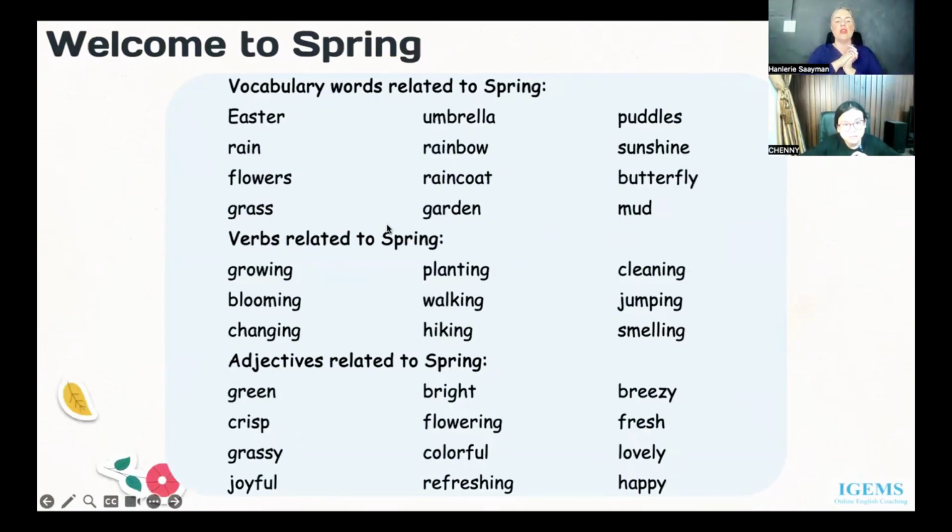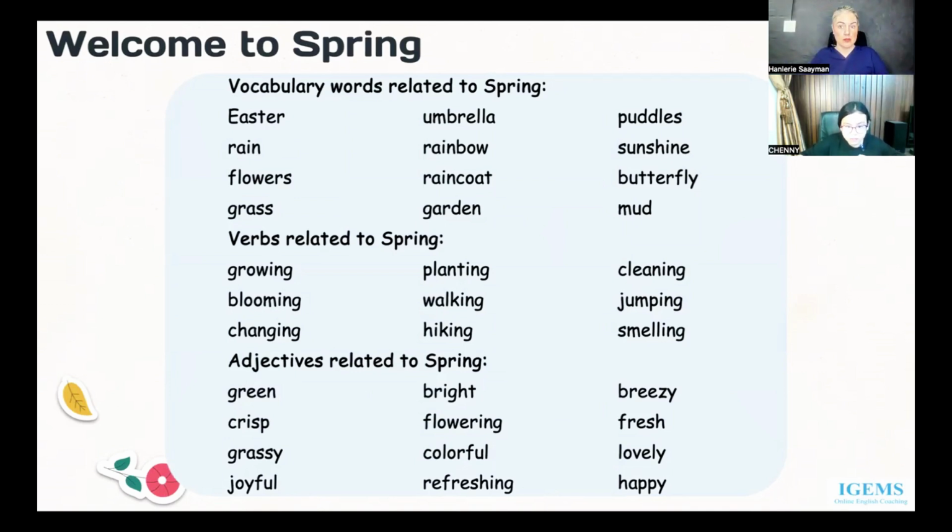Okay, now can you read for us the vocabulary words for spring? Easter, umbrella, puddles, rain, rainbow, sunshine, flowers, raincoat, butterfly, grass, garden, mud. Now the verbs related to spring are growing, planting, cleaning, blooming, walking, jumping, changing, hiking, smelling. Fantastic. And can you read the adjectives for us?